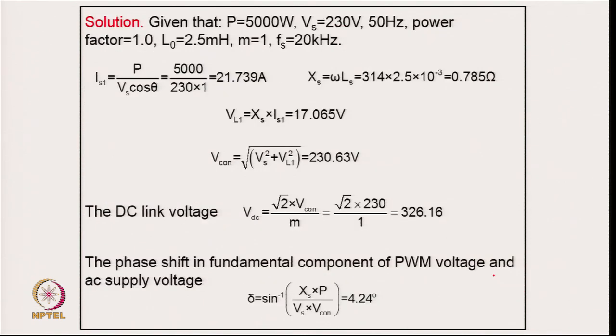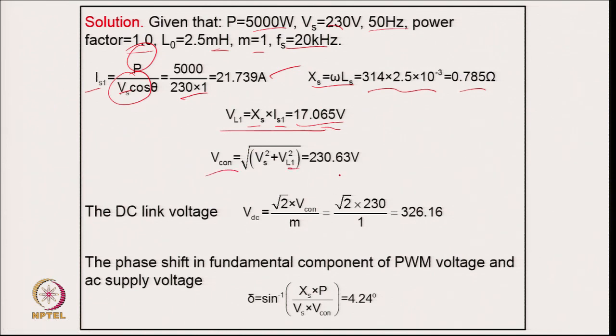So, coming to the solution of this, we have 5000 watt and 230 volt 50 hertz, power factor 1, inductor is 2.5 millihenry, modulation 1 and switching frequency this. We can find out the fundamental current from power and power factor unity with the supply voltage. So, it comes 21.739 ampere, and the reactance we can find out from the fundamental frequency, the given 2.5 millihenry. So, it comes reactance 0.785 ohm, and once we have the current and the reactance we can find out the inductor drop.